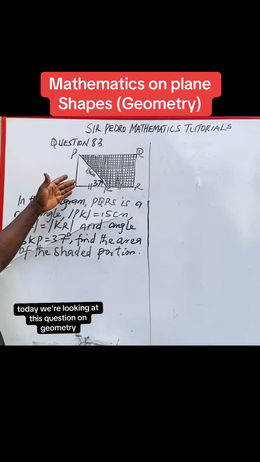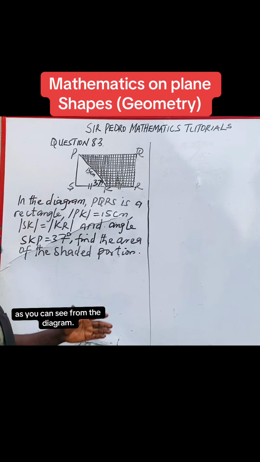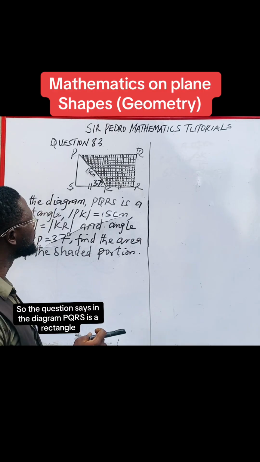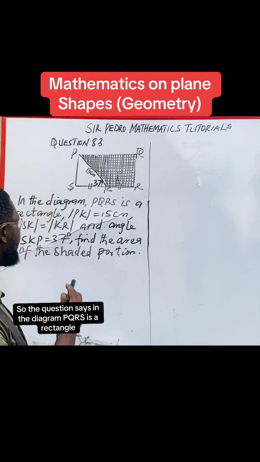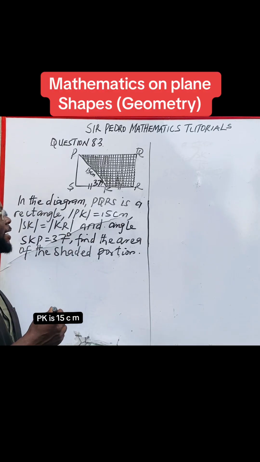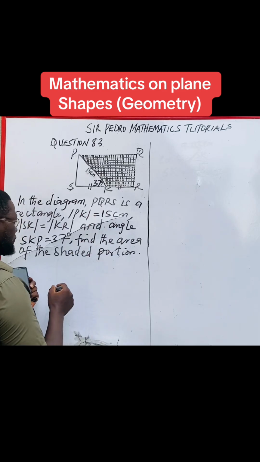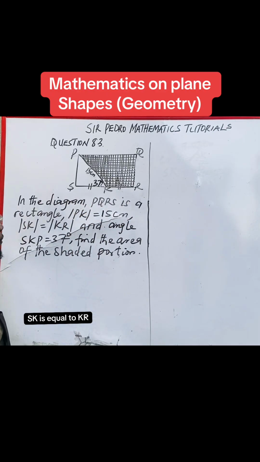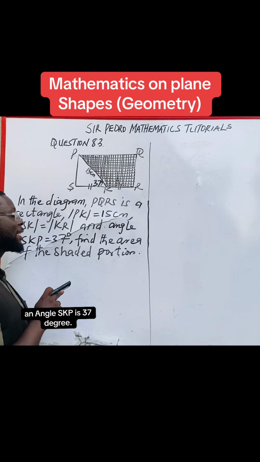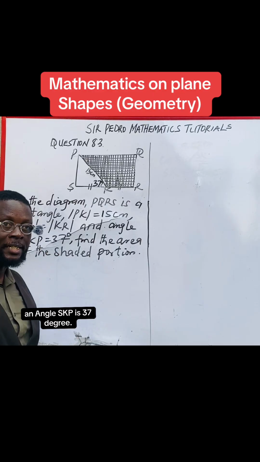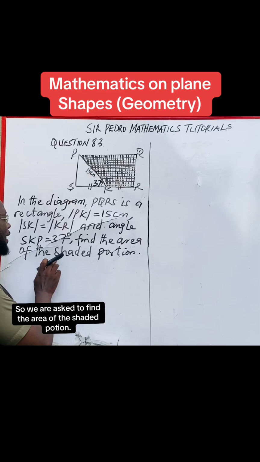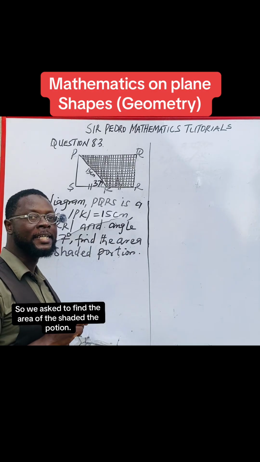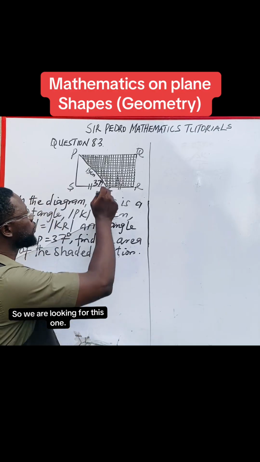Today we are looking at this question on geometry, as you can see from the diagram. The question says, in the diagram, PQRX is a rectangle. PK is 15 cm. SK is equal to KR, and angle SKP is 37 degrees. We are asked to find the area of the shaded portion. So we are looking for this one.